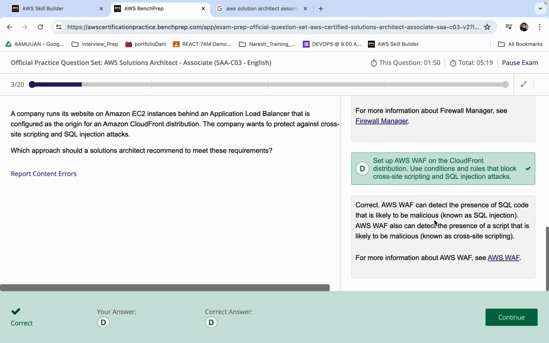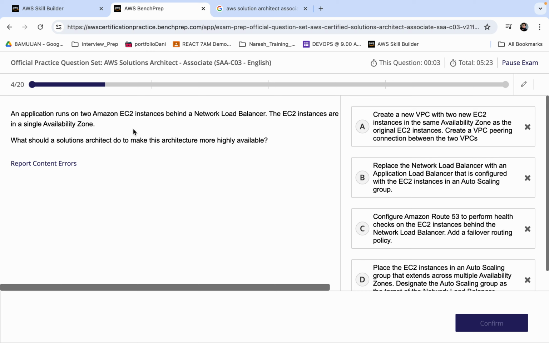So let's get the other question. An application runs on two Amazon EC2 instances behind the load balancer. The EC2 instances are in a single Availability Zone. What should a solutions architect do to make this architecture more highly available? Okay, so it's a tricky one.